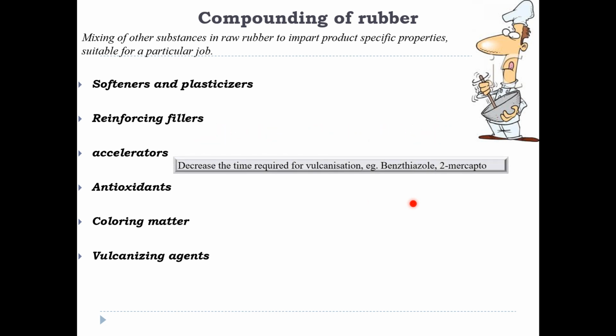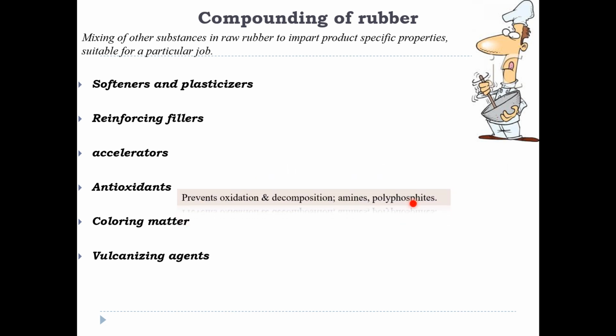Accelerators. There is a reaction called vulcanization that we are going to study right now. Just remember this word, vulcanization. An accelerator is to accelerate something, so it increases the rate of vulcanization. Okay. So 2-mercapto sulfur compounds are added. Antioxidants are very important. When you add these antioxidants, they prevent the oxidation of the rubber. So if you prevent the oxidation, the durability of the rubber increases.